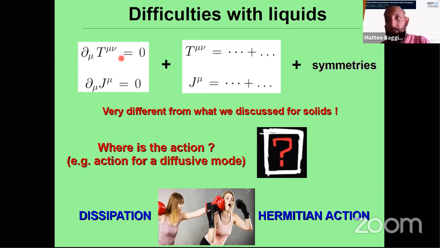And the main question is, where is the action, right? Can we do some more formal field theory for hydrodynamics? For example, what is the action for a diffusive mode? We know pretty well what the action is for a propagating wave, right? It's just the Klein-Gordon equation. What is the action for a diffusive mode? The main problem behind this issue is that dissipation and action do not like each other very well. I will discuss in a bit how you can avoid this problem, or which kind of solution you can think about.